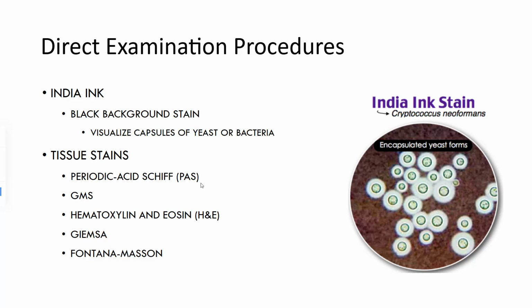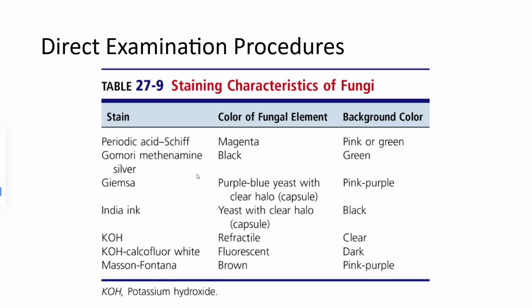Tissue stains: periodic acid-Schiff, PAS, GMS, hematoxylin and eosin, Giemsa, or Fontana-Masson stains. So these are the colors of the fungal element and the background color. This is really good for reference purposes. You don't necessarily have to memorize all of the different colors.